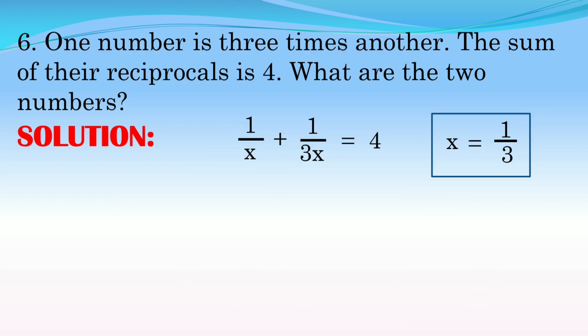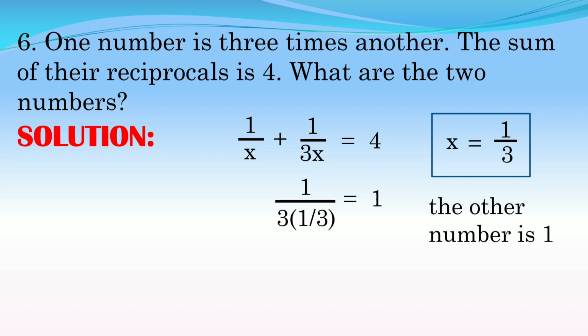So, dahil nakuha na natin yung ating first number, which is 1/3, i-substitute natin yung given value ni x dun sa ating second expression which is 3x para makuha naman natin yung second number. Yan. So, ang equation ay 3 times 1/3 equals to 1. So, meron na tayong second number which is 1. So, the other number is 1.